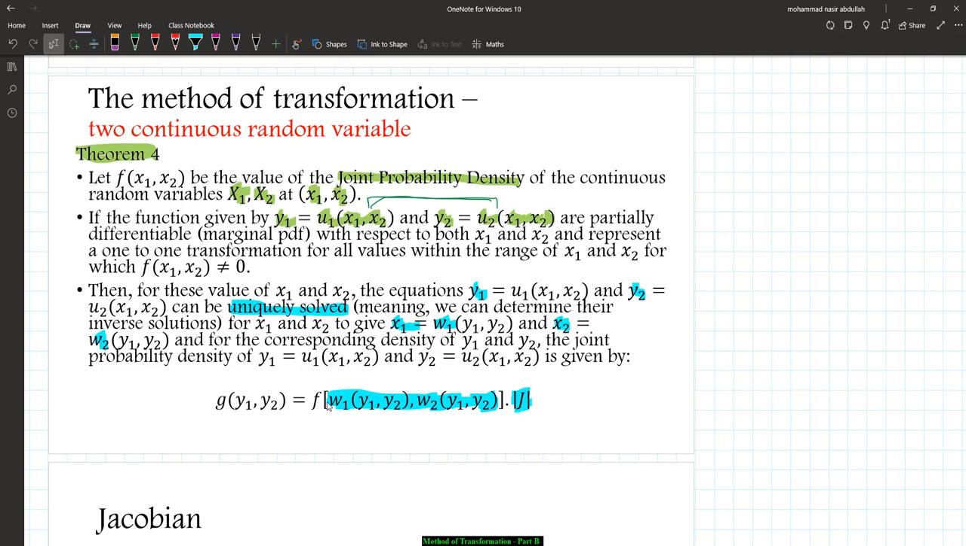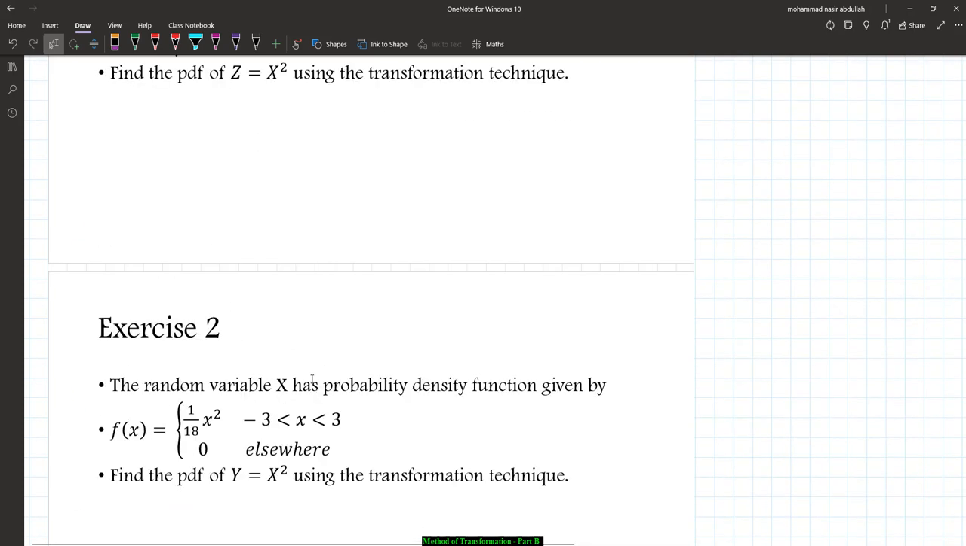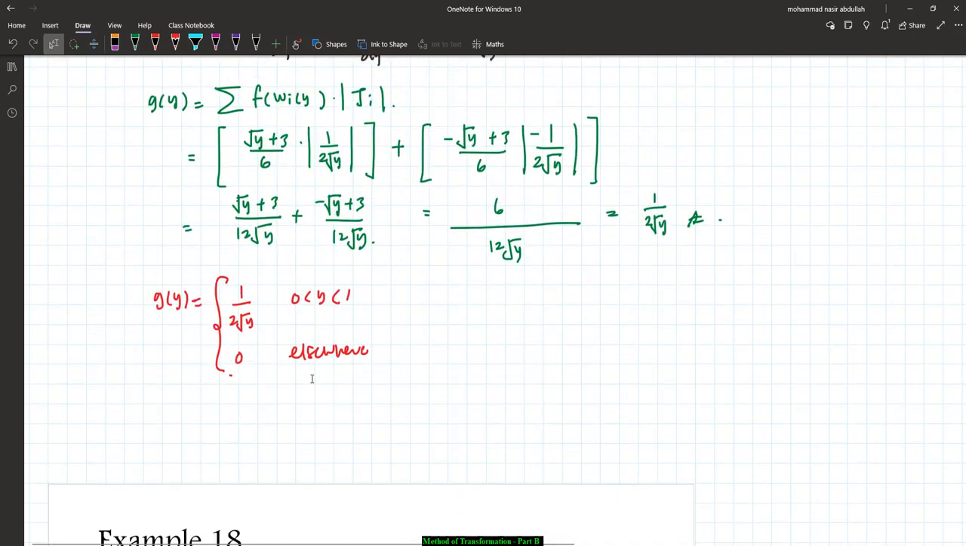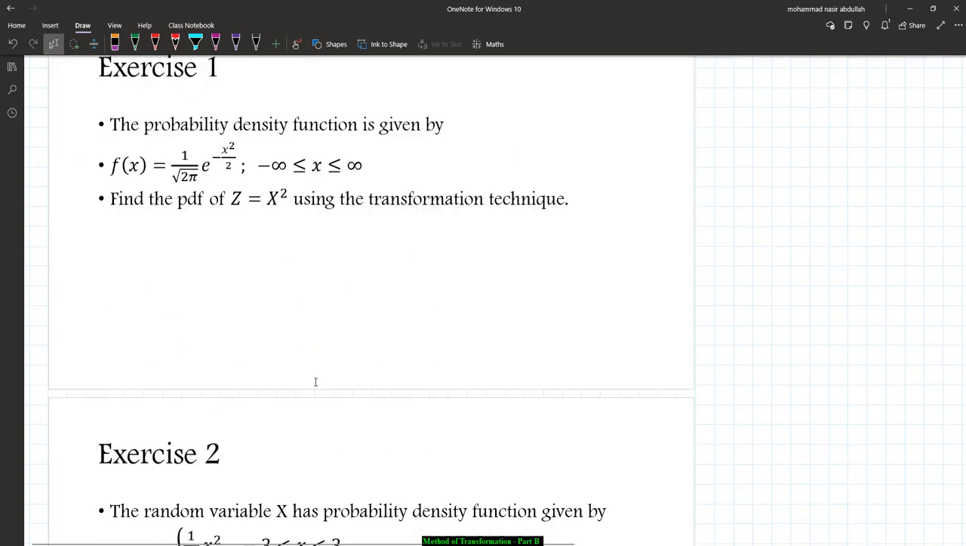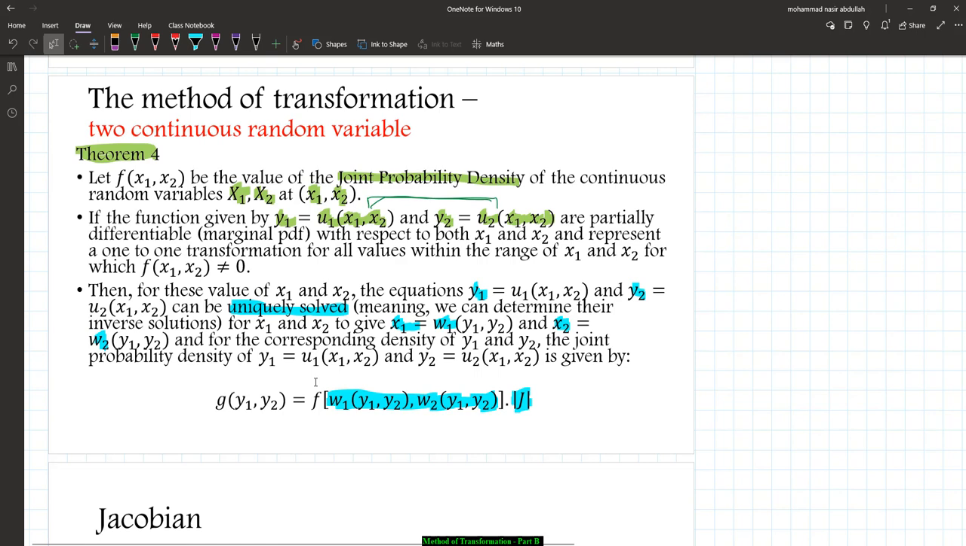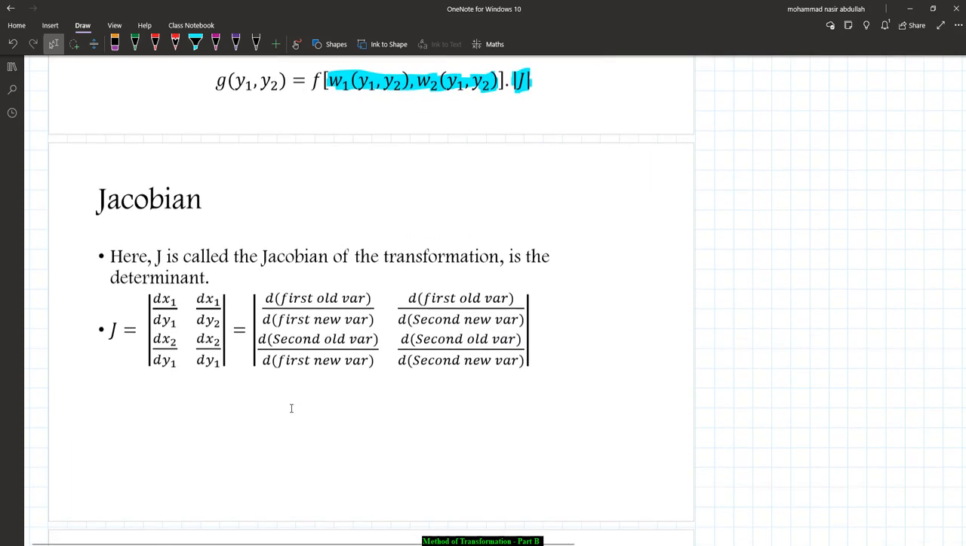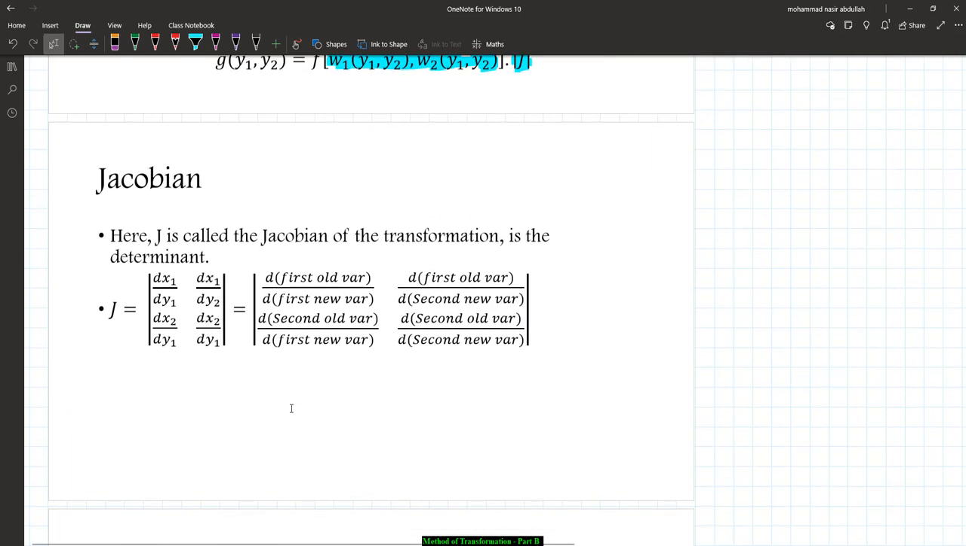So this is the difference from the absolute J that we saw before. For one continuous random variable, we are talking about the absolute value. Now we are talking about J, the J matrix, the determinant of the J matrix. So J means the Jacobian matrix. J is a Jacobian matrix.